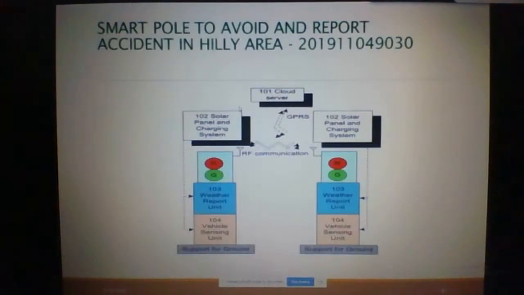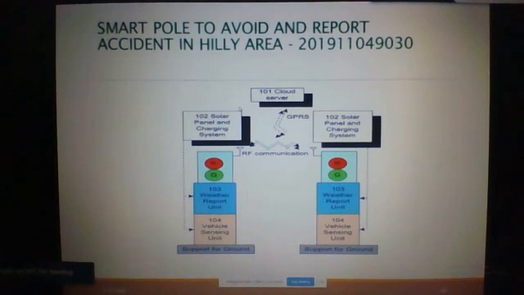Another, as you are aware, one company, HP, launched one product in Jammu and Kashmir to save blind turns in hilly areas. There were a lot of accidents reported earlier. So they have just placed two poles at a blind turn. The two poles talk with each other through some communication, and also alert the opposite side by turning the green and red lights on and off, to alert the vehicles on the other side to please slow down, because someone is coming from the opposite side.